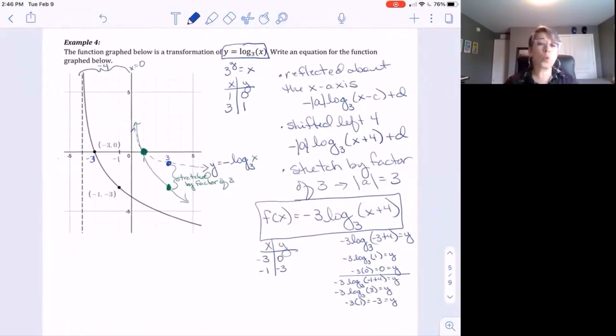And again, you can also graph it in your graphing calculator and make sure that it matches the graph that is in our example. All right, folks, that is it for section 4.4.